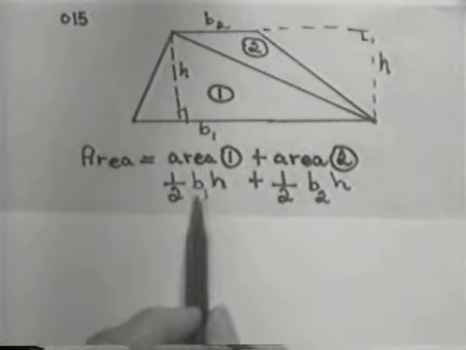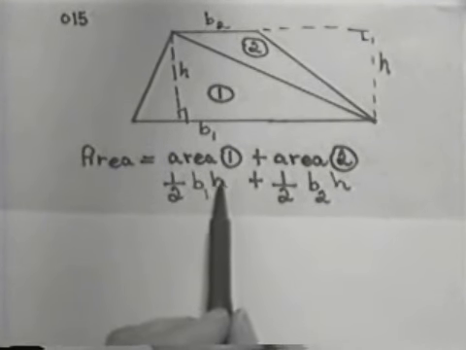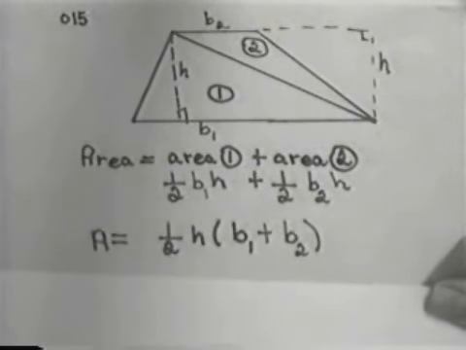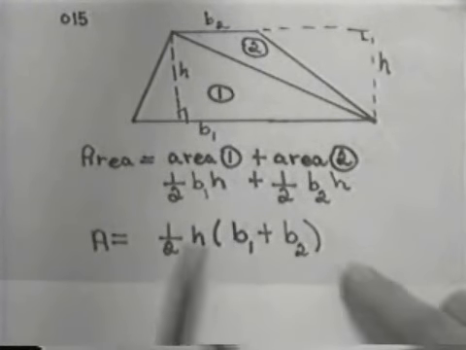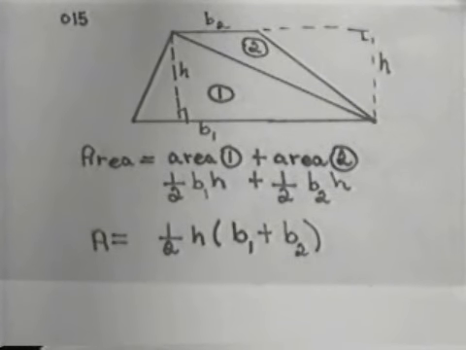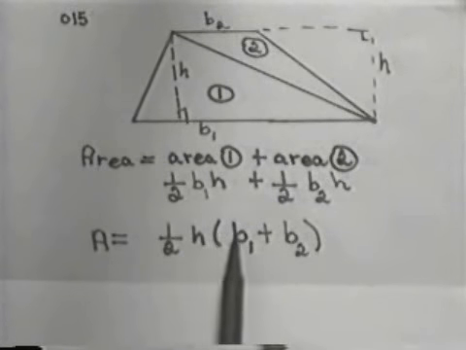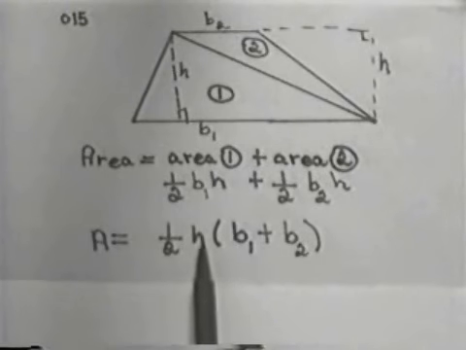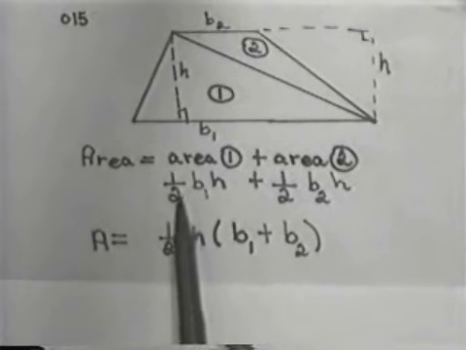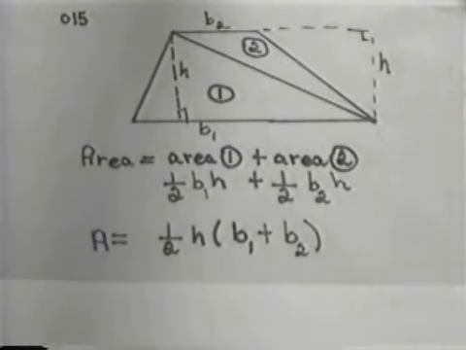Now, since both of these have a 1/2 in them and both of them have an H in them, we're going to put the 1/2 and the H out in front and then write in parentheses what's left, the B1 plus the B2. And if you remember when we talked about the distributive property, we can say 1/2 H B1 plus 1/2 H B2. The distributive property allows us, if you have a common factor like the 1/2 and the H in two terms, to put that common factor out in front and then to leave what's left on the inside.